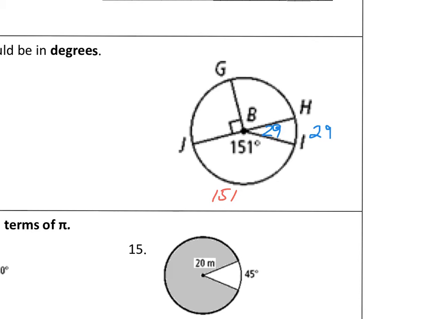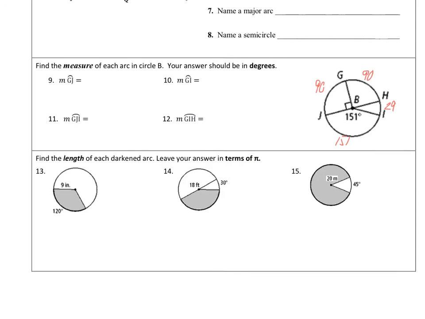Next thing they give me, right angle right here, which means this arc is 90. Now, once again, this is a straight angle, so that means that if the left side is 90, the right side is 90. Once all my measurements are labeled in my picture, I can go back and try to answer some of these questions. First one I'm looking for is G to J. We already labeled that one. I know that arc measure is going to be 90 degrees.